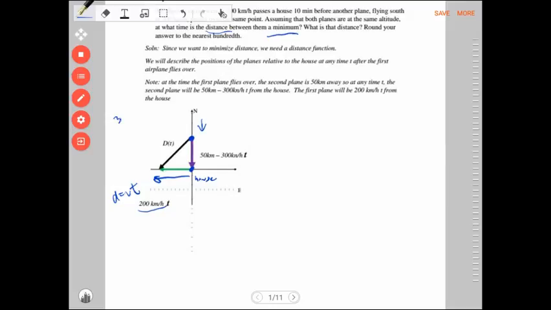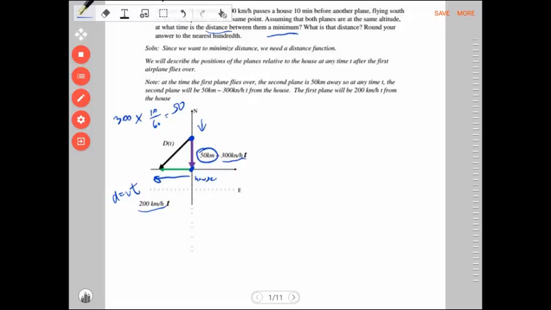So, 300 kilometers an hour times 10 minutes, so that's 10 over 60 of an hour. Well, that equals 50 kilometers. So, when the first plane passes the house, the second plane is 50 kilometers away. Now that distance is decreasing because he's going towards the house. So 50 minus 300 kilometers an hour times t, because again, he's going towards the house starting 50 kilometers away.